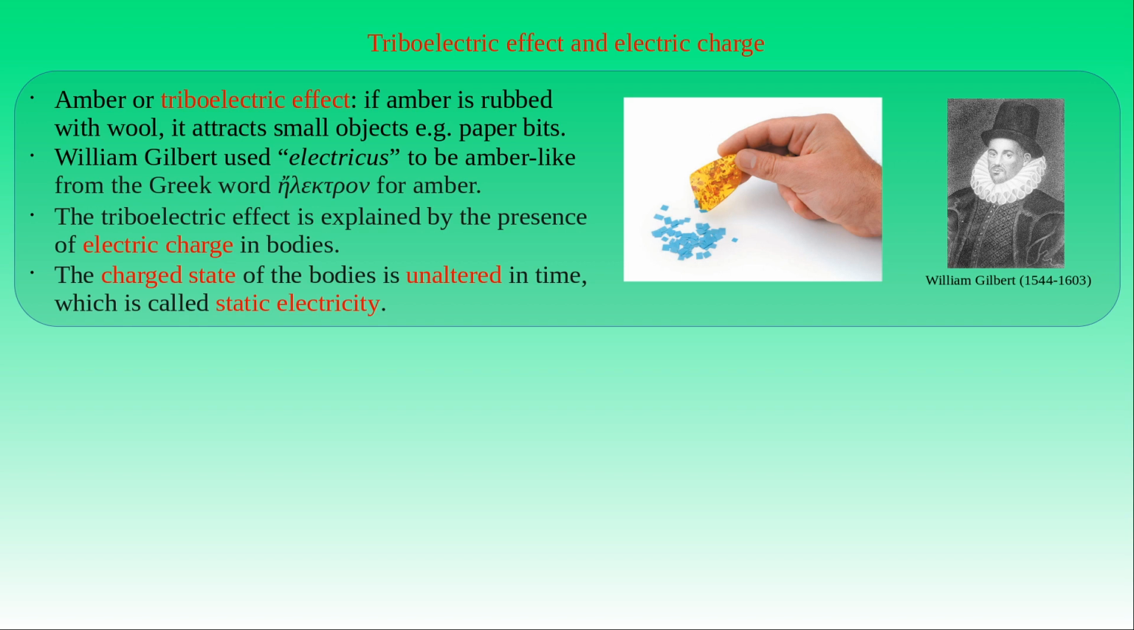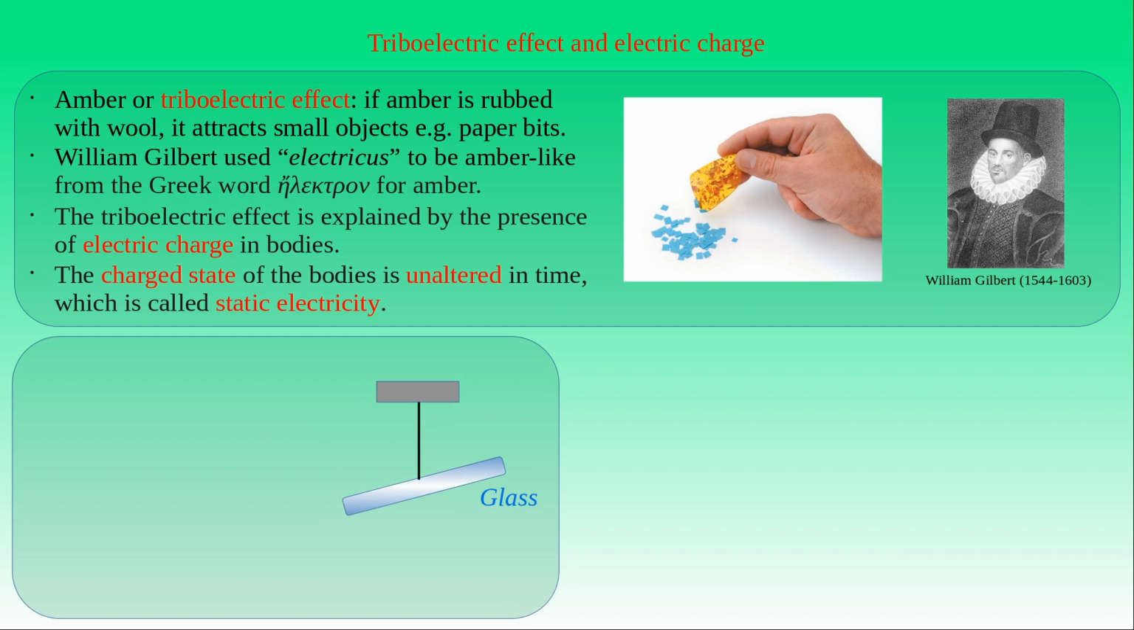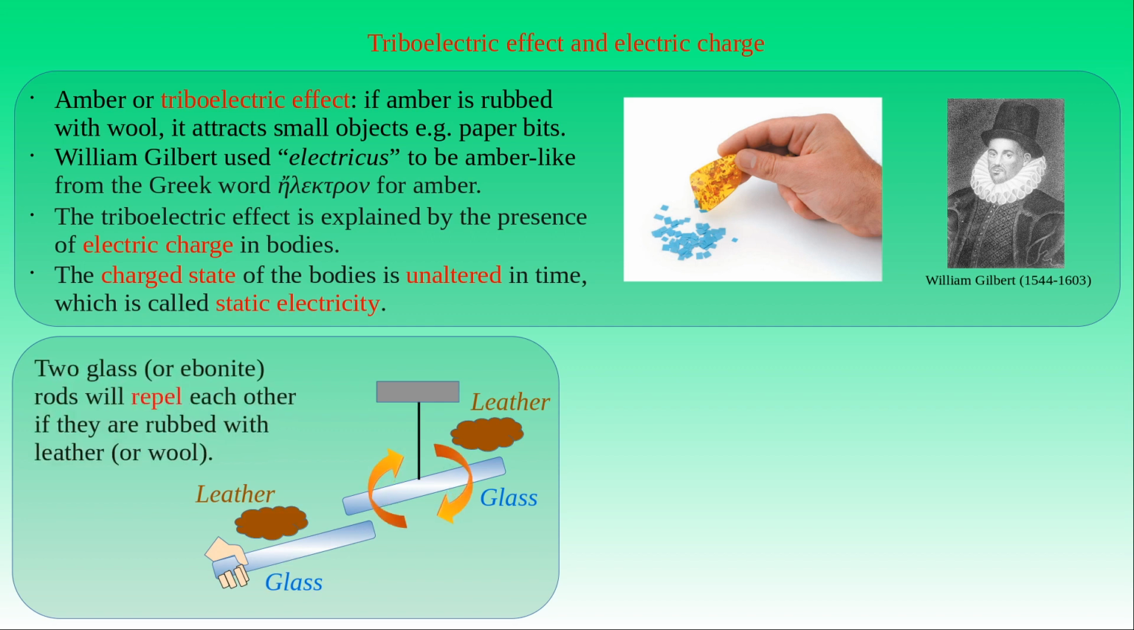If we suspend a glass rod through a string or a non-metallic wire and rub it with leather, then the glass rod becomes electrically charged. We can also charge another glass rod by rubbing it with leather and bring near the hanging glass rod. We will see that the two rods repel each other since the hanging rod twists the wire through a given angle, so that the hanging rod turns away from the other one, as the orange arrows show.